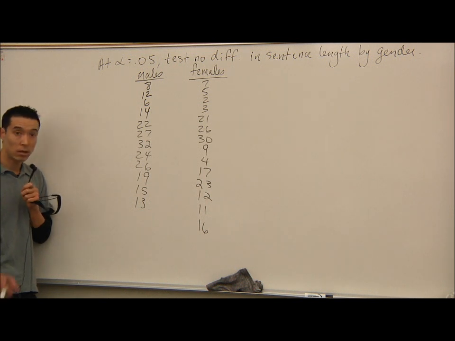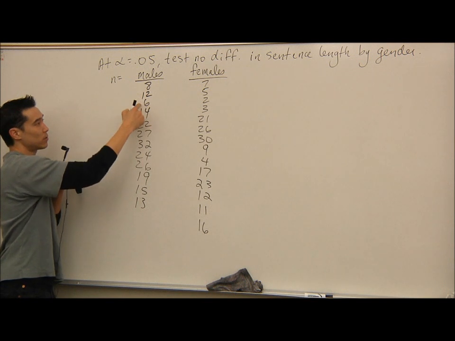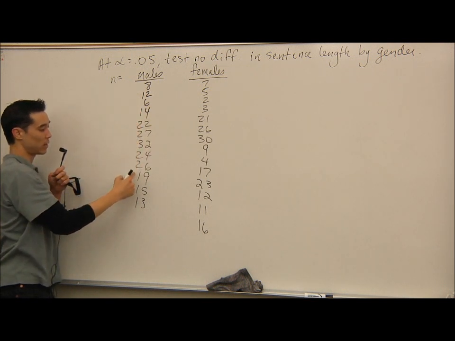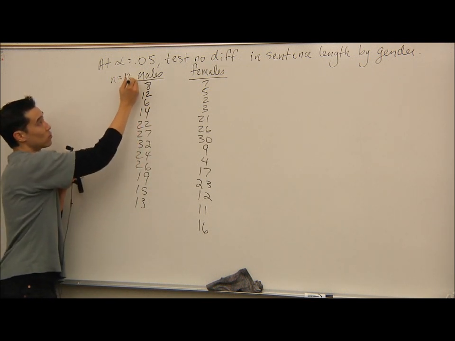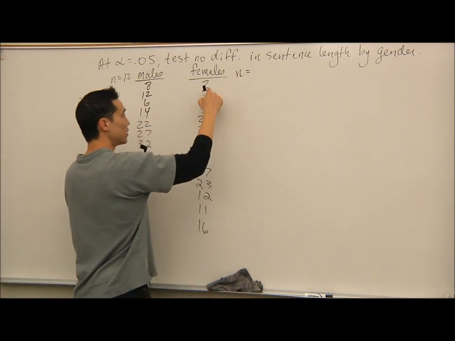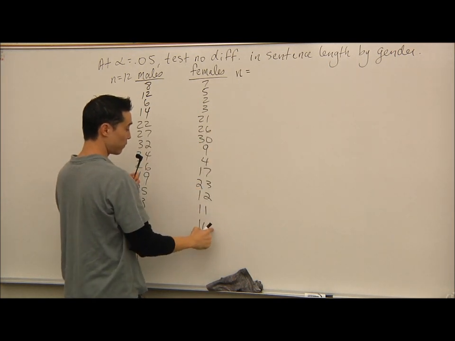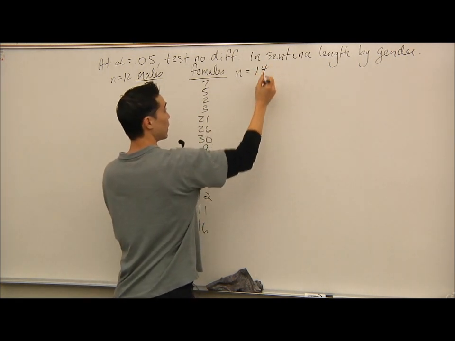Okay, so one of the first things you need to do is determine which sample size is smaller. Okay, so what is n? How many males do we have? 1, 2, 3, 4, 5, 6, 7, 8, 9, 10, 11, 12. So n is 12 for the males. And let's see what the n is for the females. 1, 2, 3, 4, 5, 6, 7, 8, 9, 10, 11, 12, 13, 14. So everybody see that? Okay?